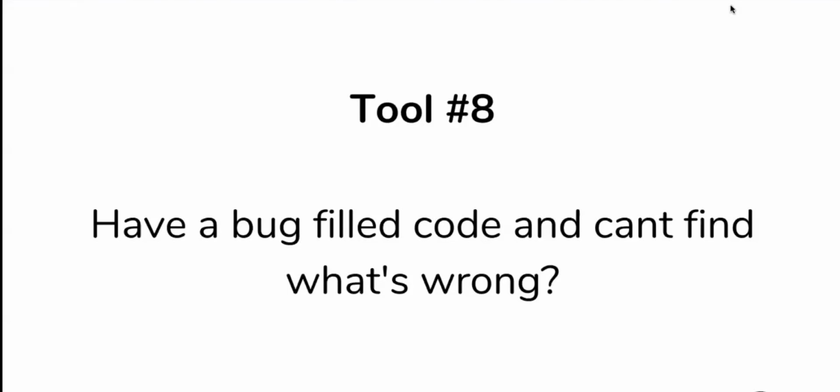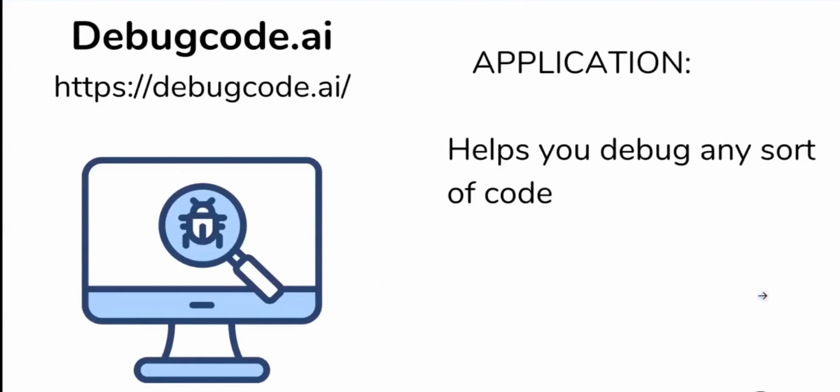Having bugs in code is a very difficult thing, right? It's very, very difficult to identify, and it takes a lot of time as well. What if I tell you that I can show you a method via which you can identify bugs in code with the help of AI in a matter of seconds? That I have for you guys.